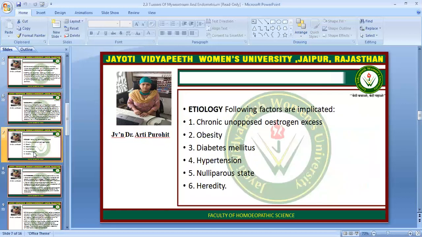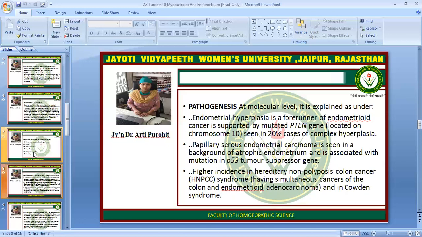What is the etiology? First is chronic unopposed estrogen excess. Second is obesity. Third is diabetes mellitus, hypertension, nulliparity, and heredity. In pathogenesis, at the molecular level, endometrial hyperplasia is a forerunner of endometrioid cancer, supported by mutated PTEN gene located on chromosome 10, seen in 20% cases of complex hyperplasia.